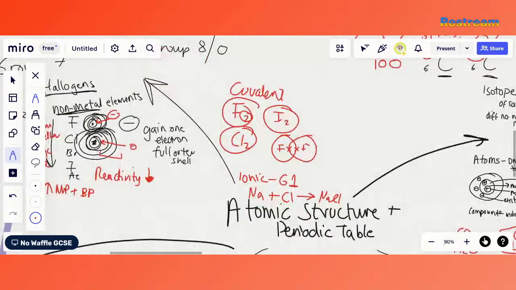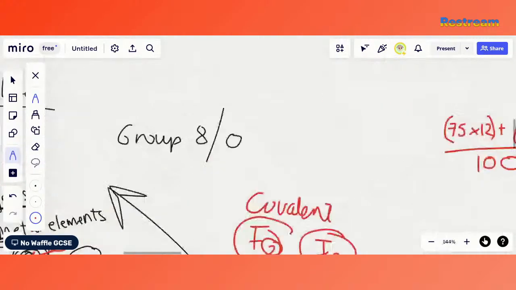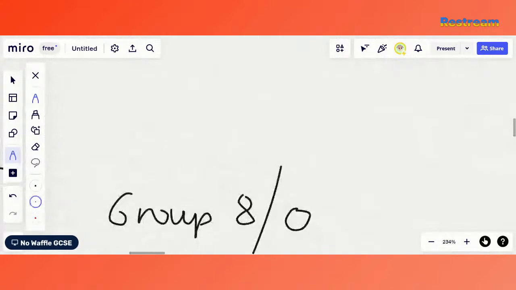So, we've gone over group 7 elements. And finally, we're going to go over group 0 elements. So let's look at group 0 here. You may be wondering, why is it called group 0? Group 0 elements are what we call the noble gases.